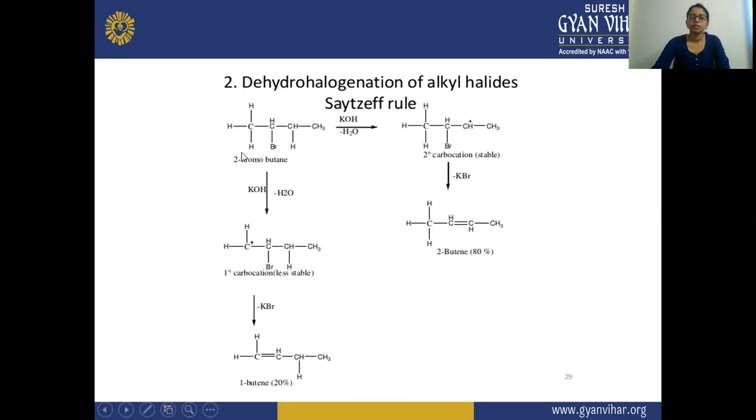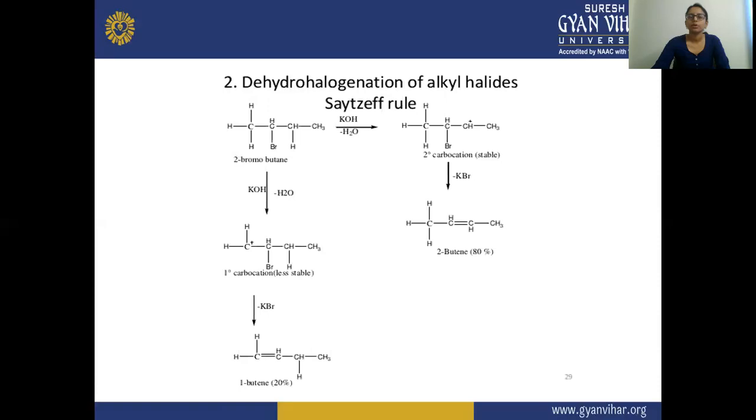This is the main reactant, 2-bromobutane. This is your alkyl halide. And here you can see the bromo is attached to this carbon atom, which is a secondary carbon. So here it will react with the KOH, which is a base, and there is a removal of H2O. In the first step, a secondary carbocation is formed, which is more stable than the primary carbocation.